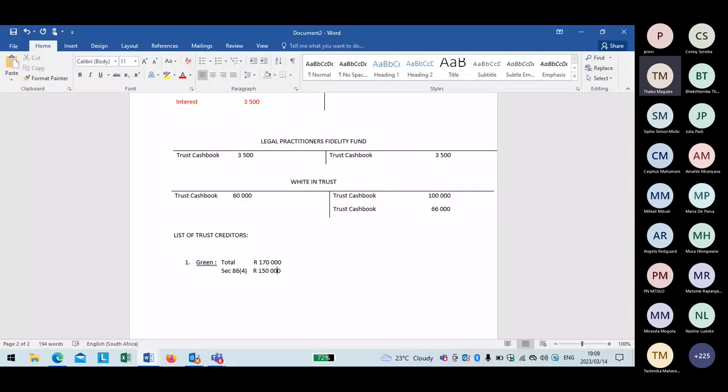Okay. And in the trust cash book, you have how much? 20,000. So this is what you have. If you like, you can simply take this one here and bring this one up there.